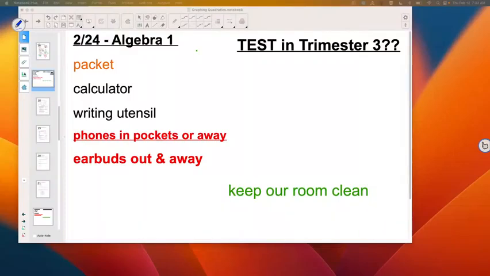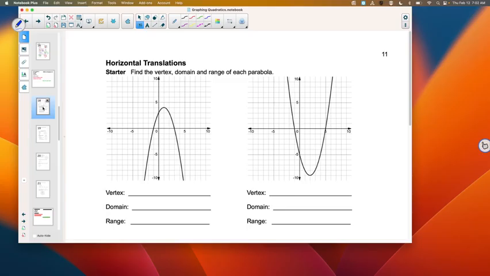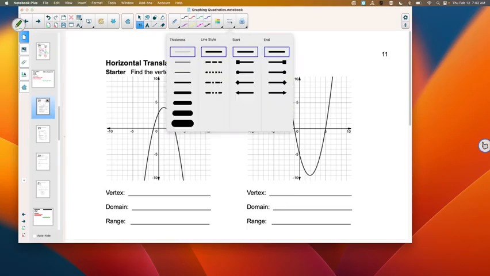All right, class, here we go. Today's the 24th. Make sure you have all the stuff. Page 11, get there. Remember, this is a video. Just pause it whenever you need.